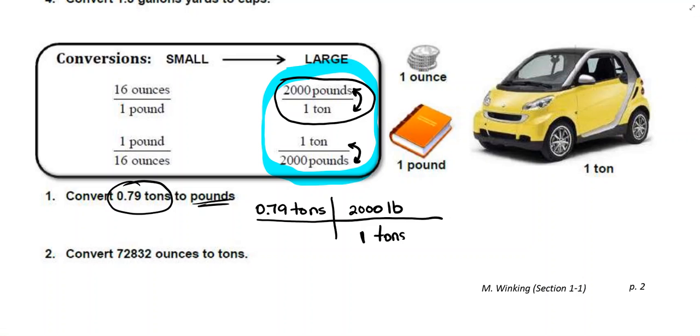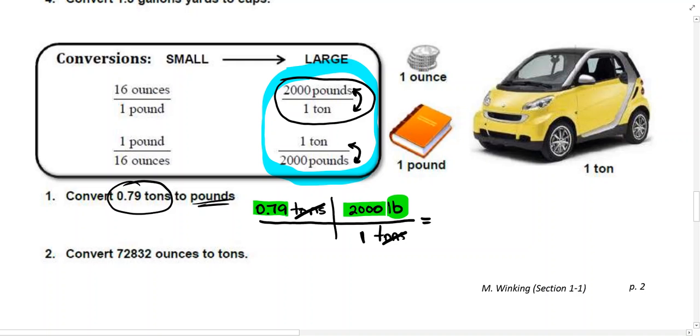Okie dokie. Wow, that's okay. Software. You want to erase a little bit, and it erases the whole thing. All right, so you can see the tons cancel each other out. And now it's just a matter of collecting the numbers. This and this are numerators, along with the unit. And for the denominator, all we have is a 1. So here we go.